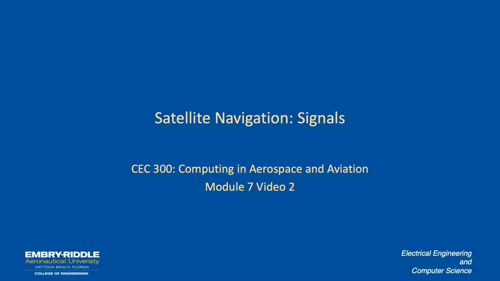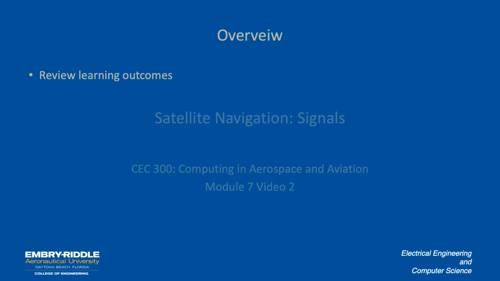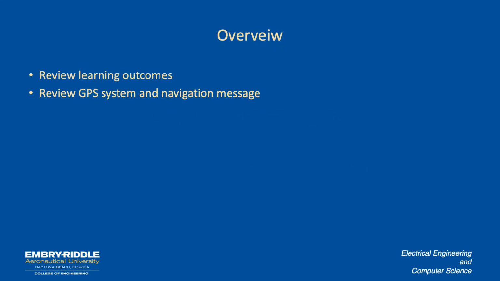In this video, we want to continue our examination of satellite navigation, looking at the signals and how it is that you can use one radio frequency channel to talk to 24 different satellites. Let's review the learning outcomes. Then we'll look at the GPS system and navigation message from the previous video.